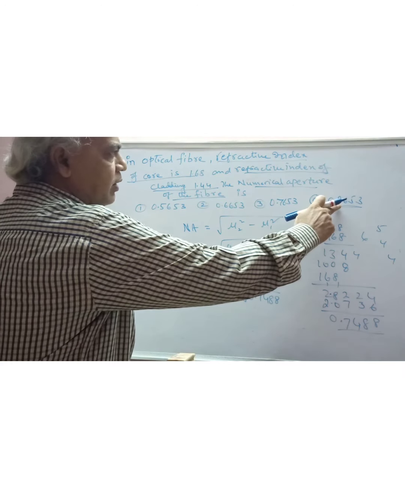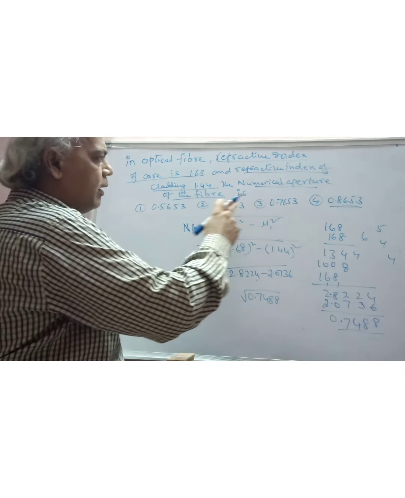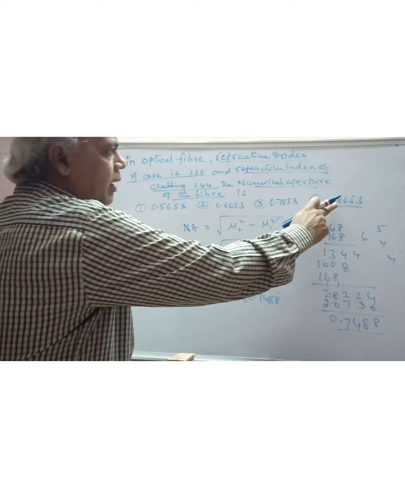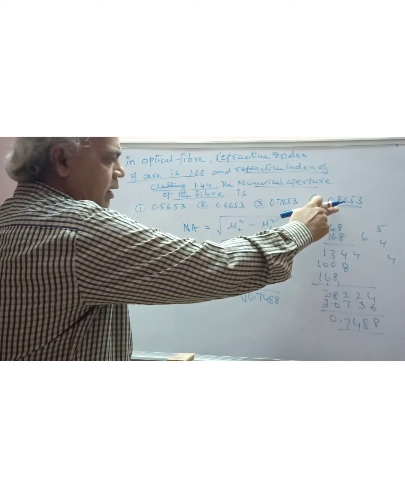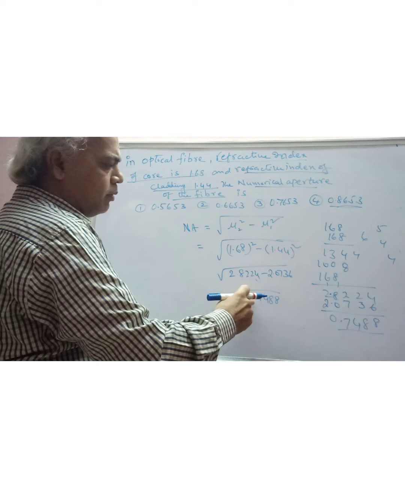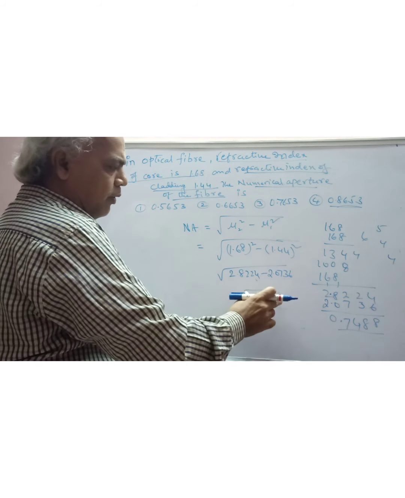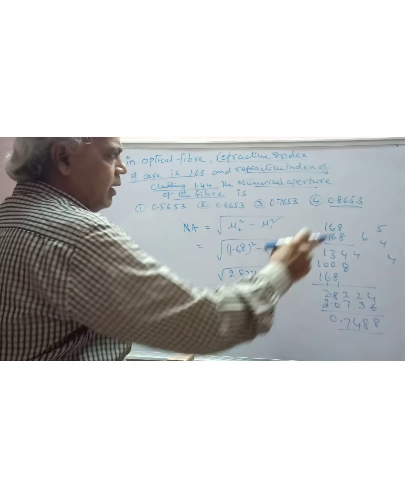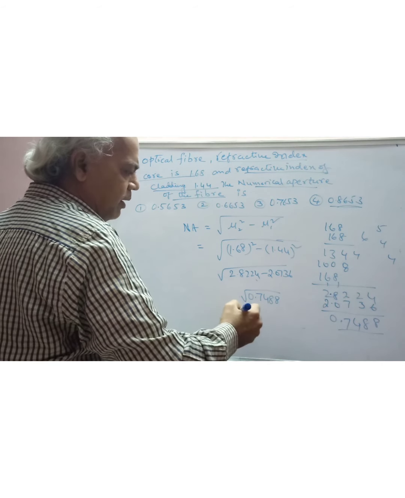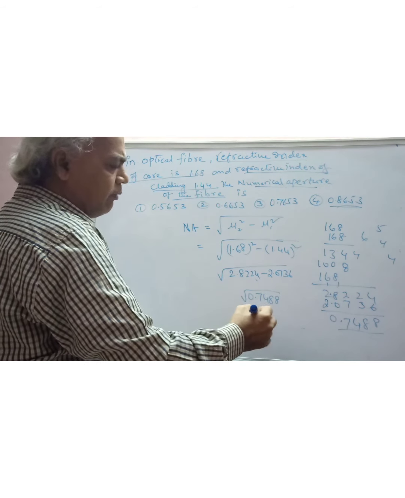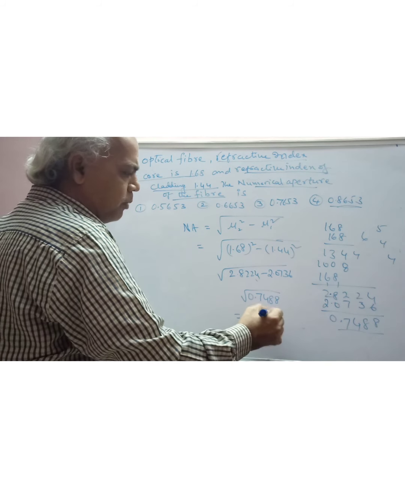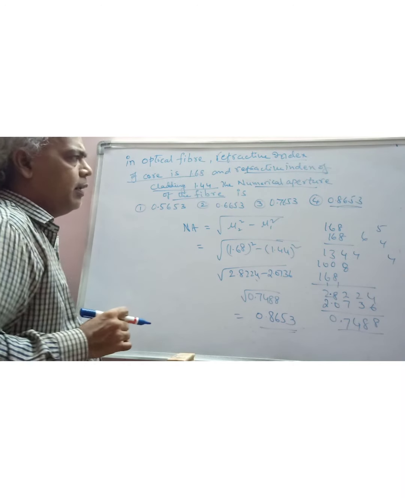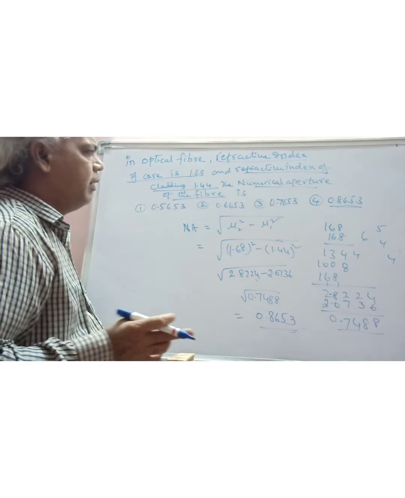So here 8 8 is 64. Here 7 7 is 49. Here 6 6 is 36. 5 5 is 25. So here 8 8 is 64. It is very nearer value to this one, under root of 0.7488. The square root of this value is that 0.8653. It is very nearer value. So this value will be equal to the root of this 0.7488 is that 0.8653. So it is given in previous examination, MSET. Okay.